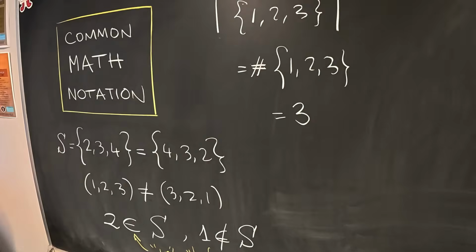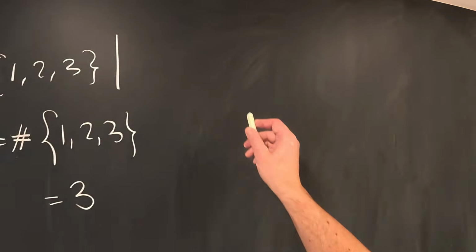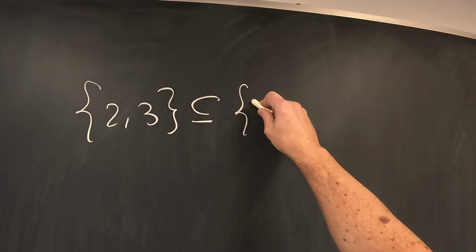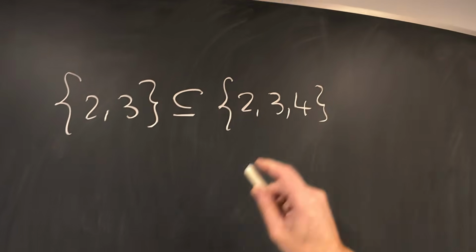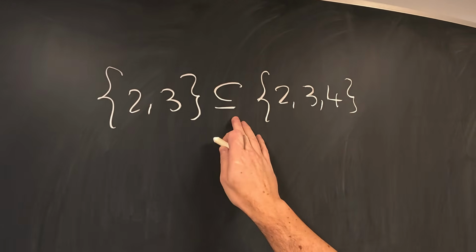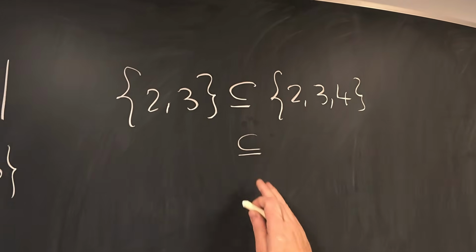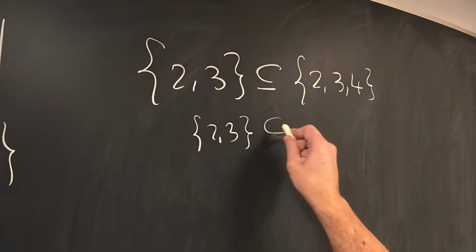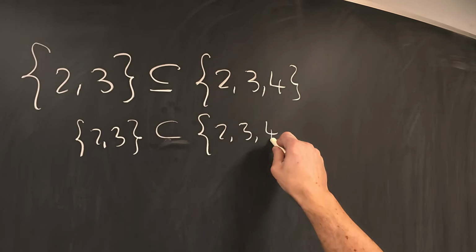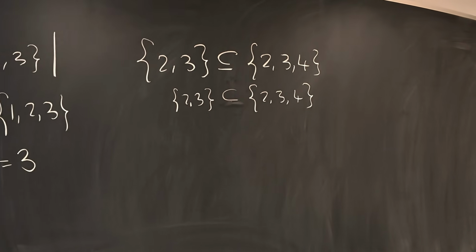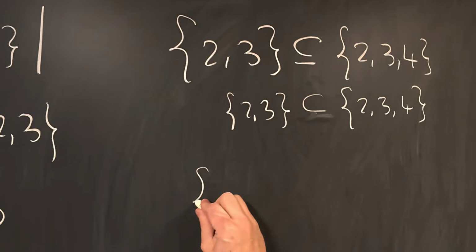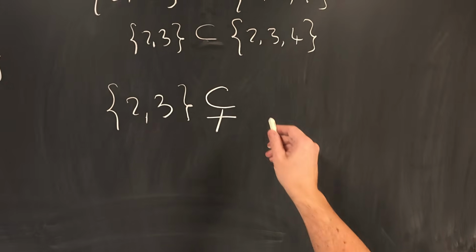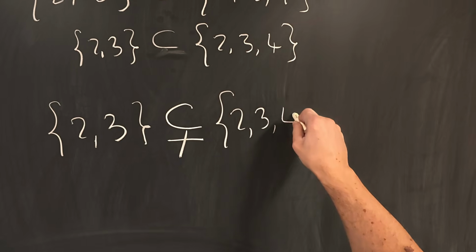We also have notation for containment. So we say that the set {2, 3} is contained in the set {2, 3, 4}. And we also write that symbol is contained or equal, or we can just write containment without the equal to say that {2, 3} is contained in {2, 3, 4}. But if I want to make sure that I'm emphasizing that it's contained but not equal, then we have another symbol for that, which is that it's contained but not equal to {2, 3, 4}.